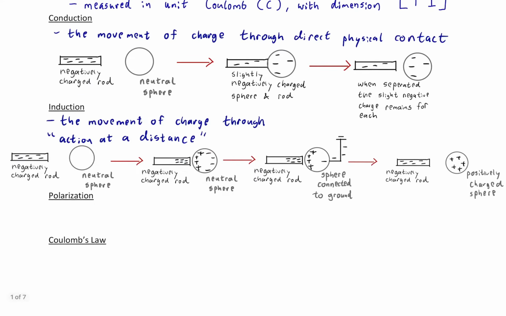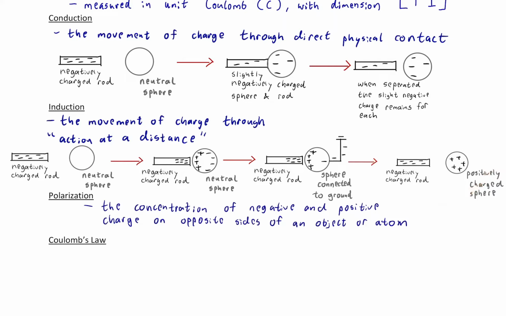Okay, now polarization is kind of like this picture right here, with all the negative charge on one side and the positive charge on the other. And it is the concentration of negative and positive charge on opposite sides of an object or atom. That's what we call polarized.